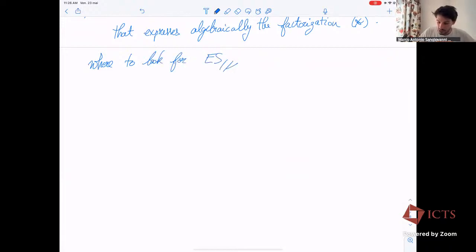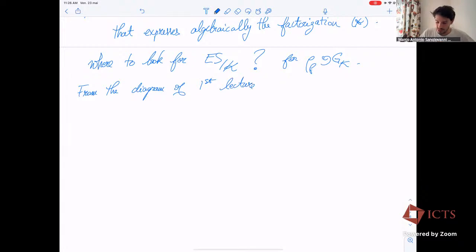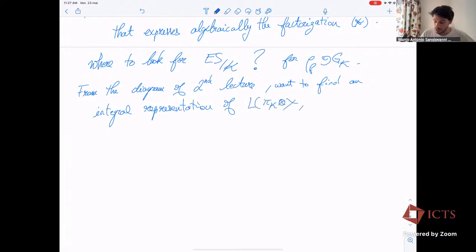for this Euler system over K for rho f. And so from the diagram of the first lecture, sorry, this was the second lecture, but my first lecture of the second lecture, we want to find an integral representation of the L function, L of pi_K tensor chi.